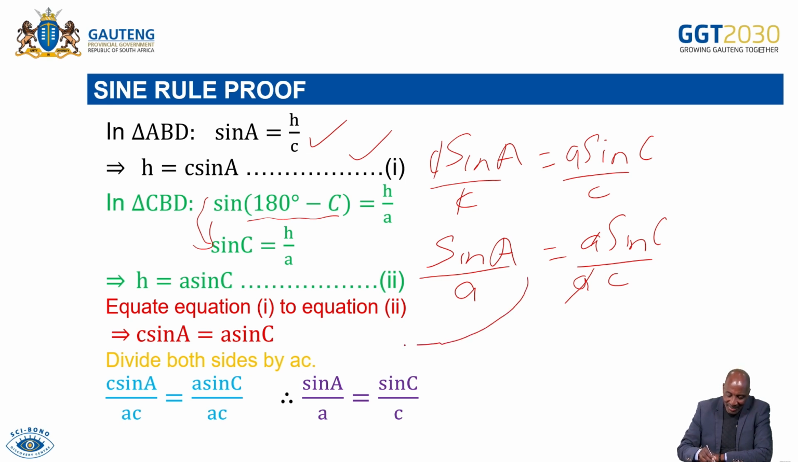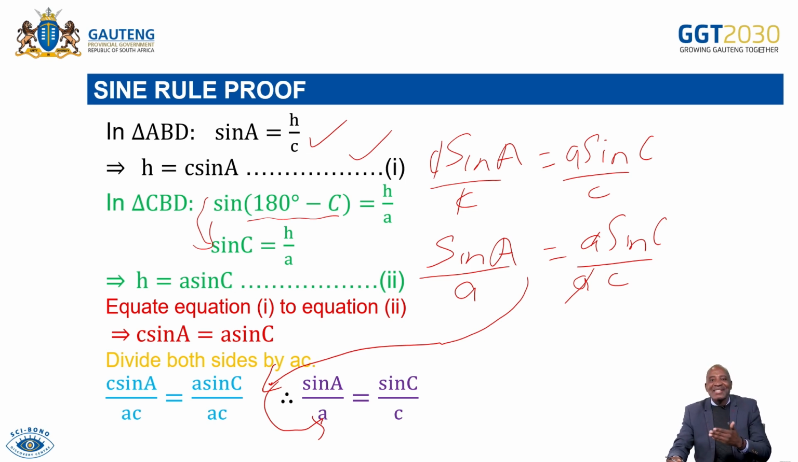Therefore, this will lead you to sine A over A is equals to sine C over C. But remember, earlier on, we said sine C over C is the same as sine B over B. So it means these three are equal.